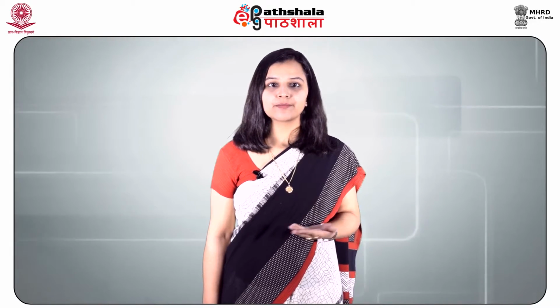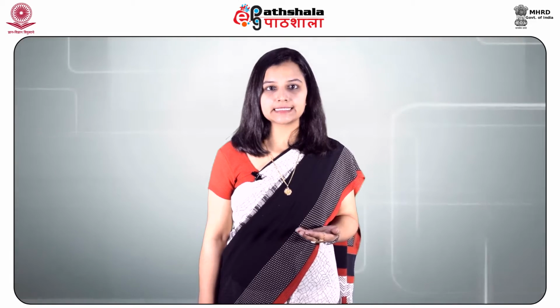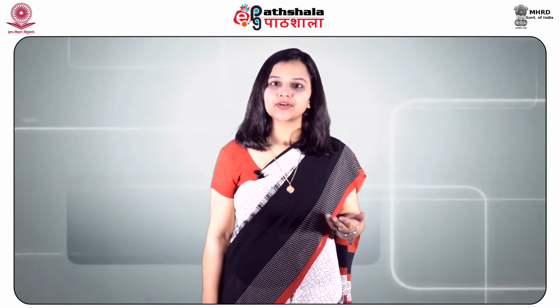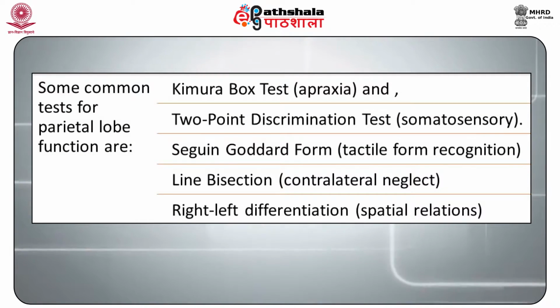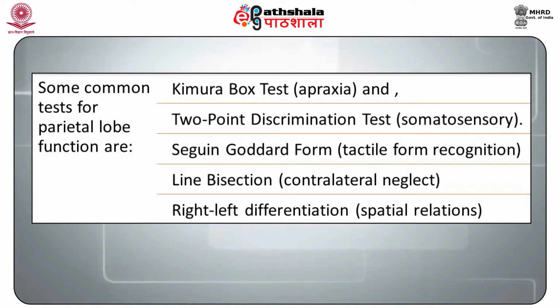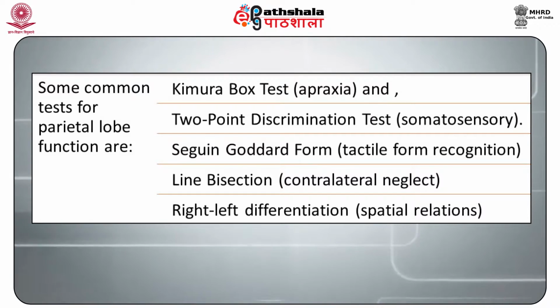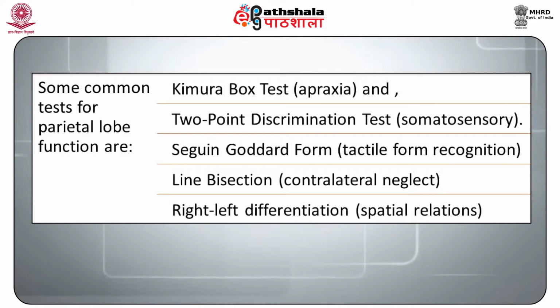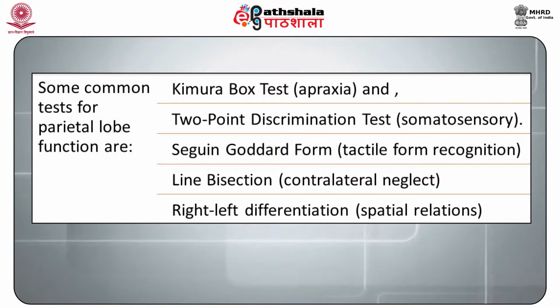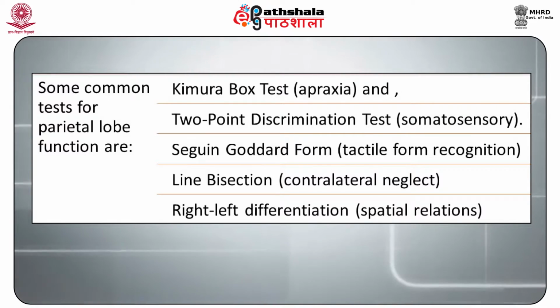Spatial deficits, primarily to memory and personality, can occur if there is damage to the area between the parietal and temporal lobes. Some common tests for parietal lobe functions are the Kimura box test for apraxia and the two-point discrimination test, that is somatosensory, Seguin-Goddard form board for tactile form recognition, line bisection for contralateral neglect, and right-left differentiation for spatial relations.